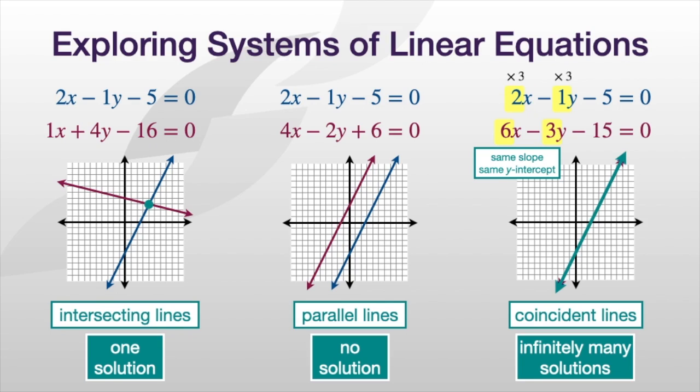The ratio of the constant term to the coefficient of y determines the y-intercept of a line. Since coincident lines also have the same y-intercept, these ratios must also be the same. Notice that multiplying 5 by the same scale factor, 3, gives 15.